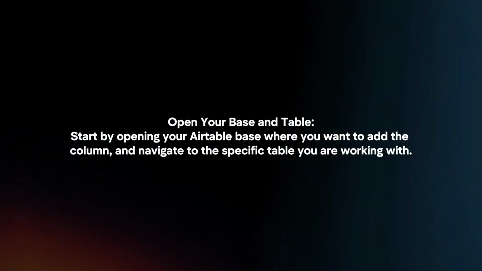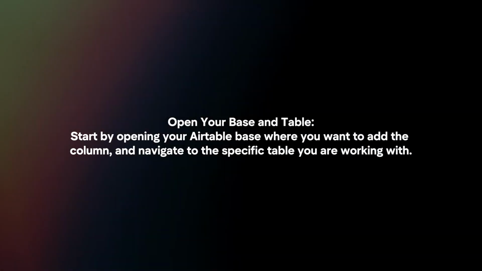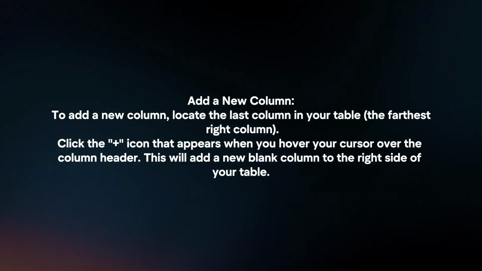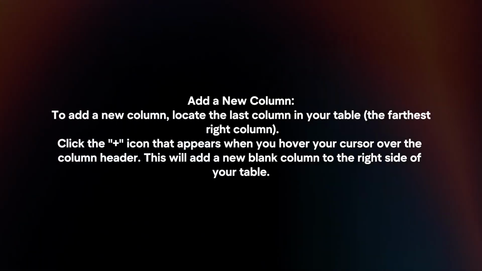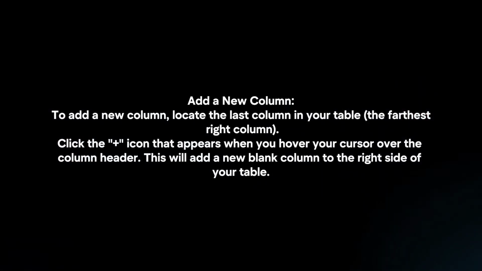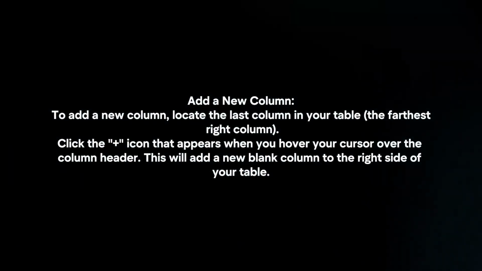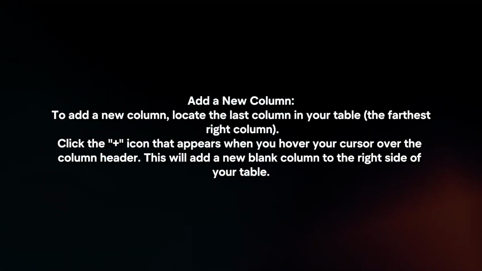Start by opening your Airtable base where you want to add the column and navigate to the specific table you are working with. Add a new column. To add a new column, locate the last column in your table. Click the plus icon that appears when you hover your cursor over the column header. This will add a new blank column to the right side of your table.